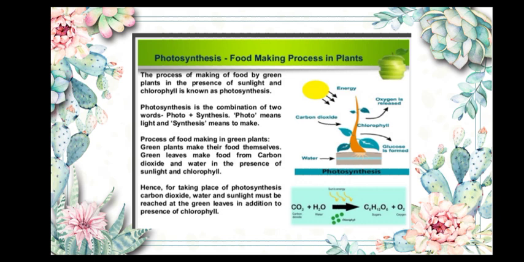Numerically you can say that CO2 plus H2O in the presence of light and chlorophyll gives you C6H12O6 plus O2, which means carbon dioxide and water, when combined in the presence of light and chlorophyll, produce sugar and oxygen. Sugar gives energy, which the plant takes for itself, and oxygen it provides to us.